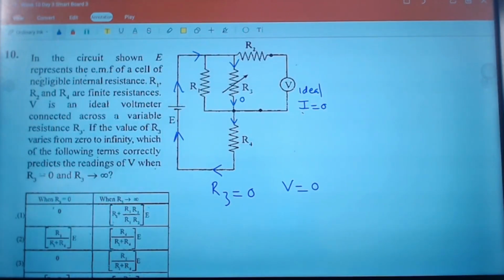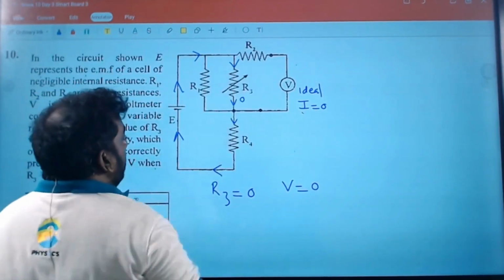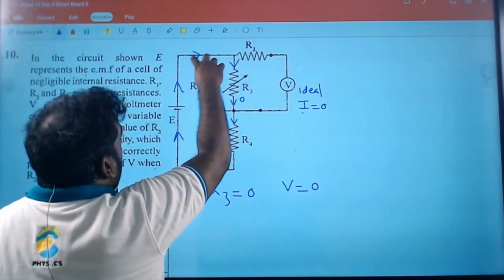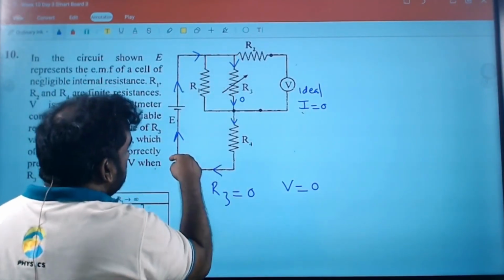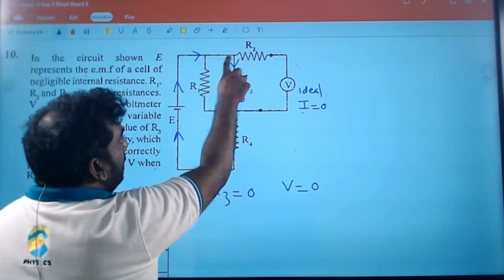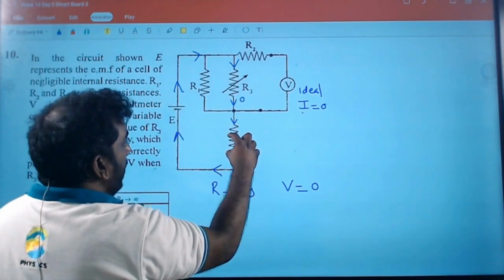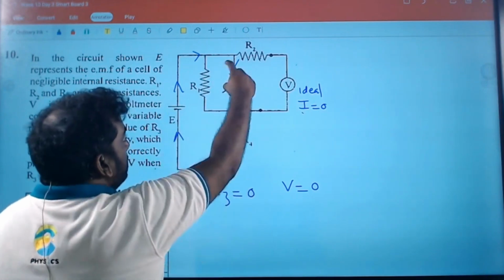Voltage 0 will be represented easily. Think carefully. Here, short circuit. Therefore current will go through this. It won't go through the large resistor, and can't go through the voltmeter, so it will go through that. This voltage is across R4. So no voltage there.